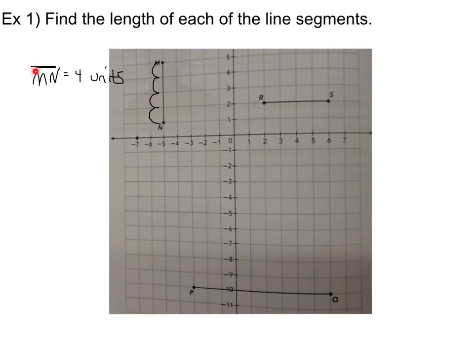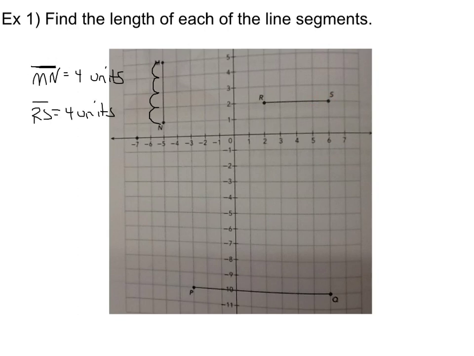We use this line above the letters to indicate that it's a line segment, but I don't want you to worry too much about that. Line segment MN is 4 units. Let's go on to RS. Line segment RS is 1, 2, 3, 4 units also.